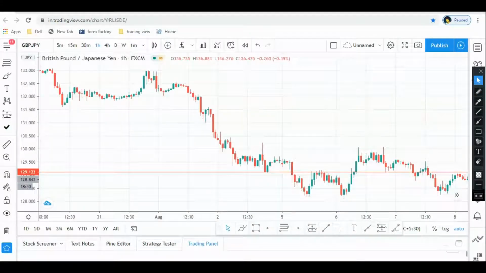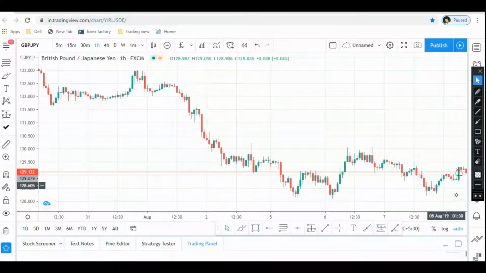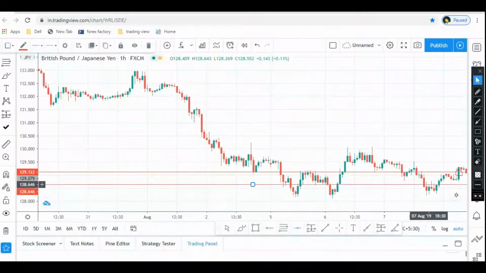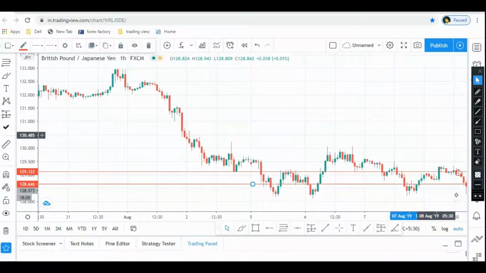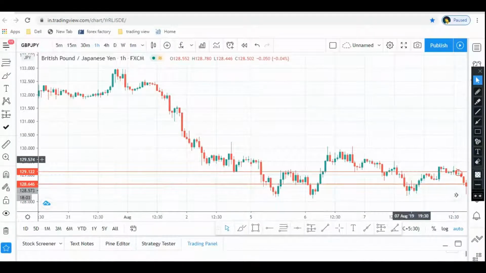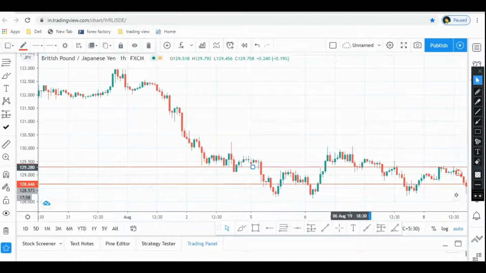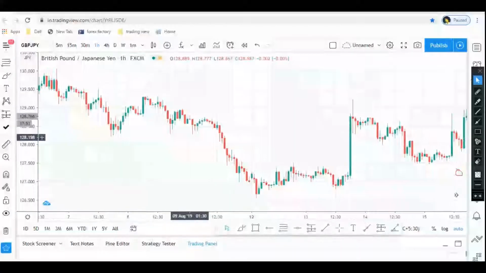So right now price has reached this area. I have placed my sell order, and this will be my take profit. Which one? Let me show you. This will be my take profit. Boom, you made a profit. This is what I'm talking about.